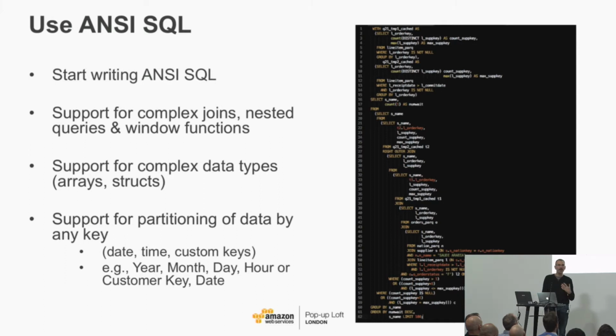Presto has its own ANSI SQL dialect. This has support for complex joins, so we can join tables in our Athena queries. It allows for nested queries, for windowed functions, so we could query over windowed data. Supports complex data types, so arrays and structs. And importantly, it also allows us to partition our data. So by partitioning data, we effectively supply in our table definition one or more partitioning keys.